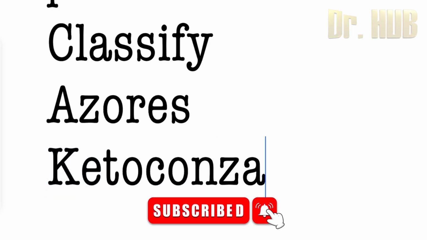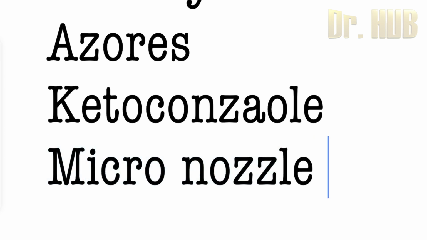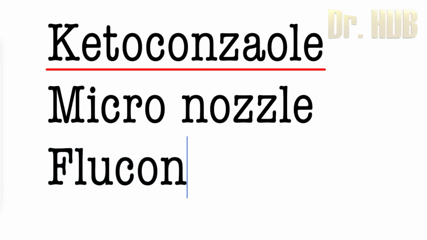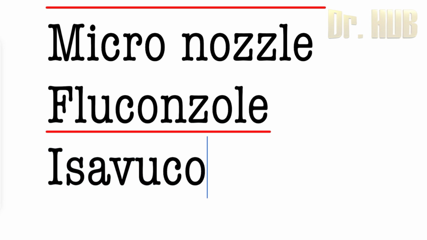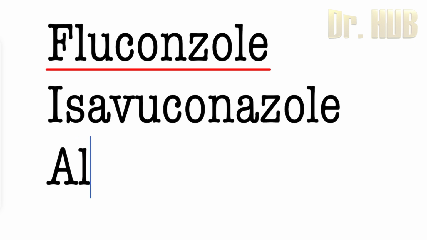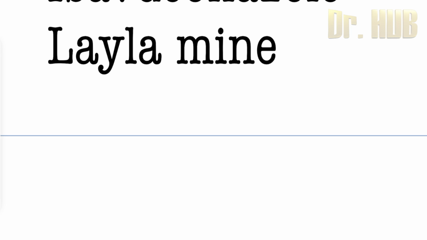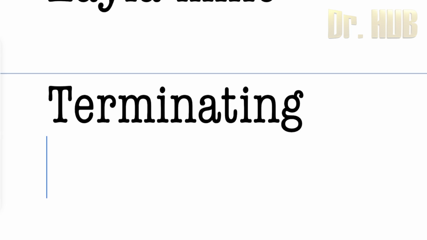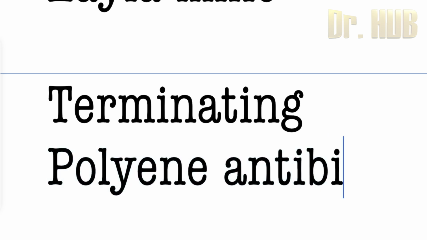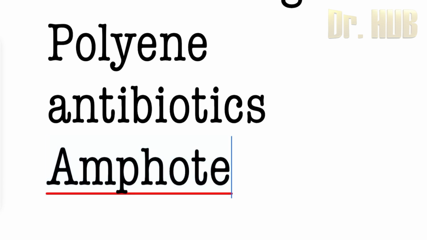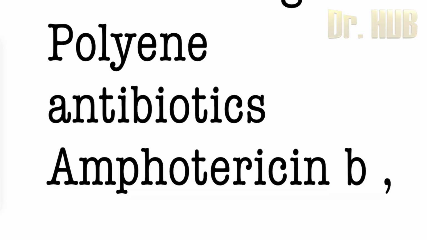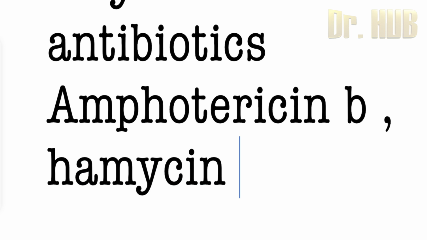It contains the azoles. Under azoles there can be ketoconazole, miconazole, clotrimazole, fluconazole, itraconazole, voriconazole, posaconazole, and isavuconazole. Next is allylamine. So allylamine is nothing but the drug terbinafine. And then polyene antibiotics. Under the polyene antibiotics classification, it includes amphotericin B, nystatin, natamycin, as well as griseofulvin.